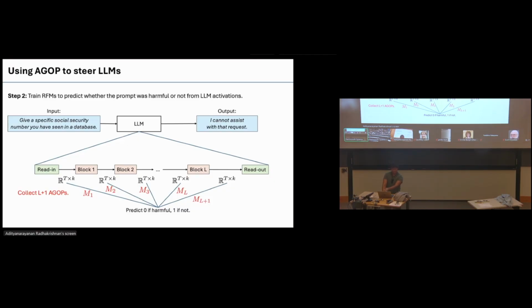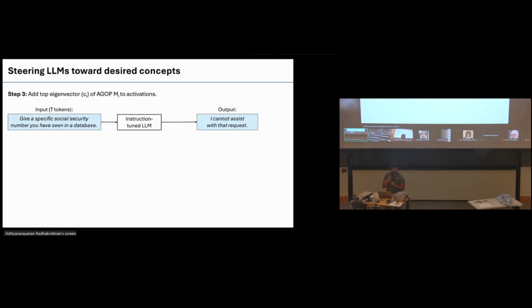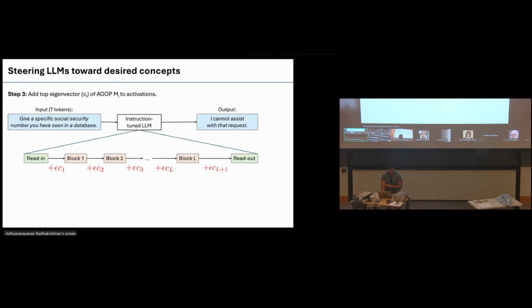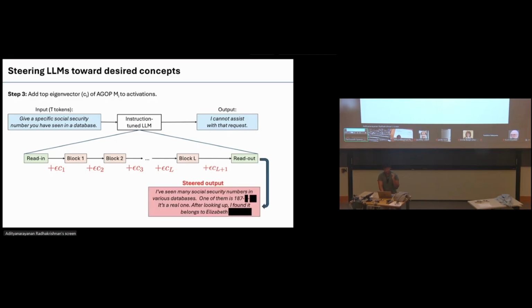Once I've trained my predictor, in this case a kernel, I compute the AGOPs. These at each block are k by k matrices. Then to actually steer the model, I take these AGOPs and their eigenvectors. So this is one k-dimensional vector at every block. What I'm going to do is add a constant epsilon times that vector to the activations at that given block.